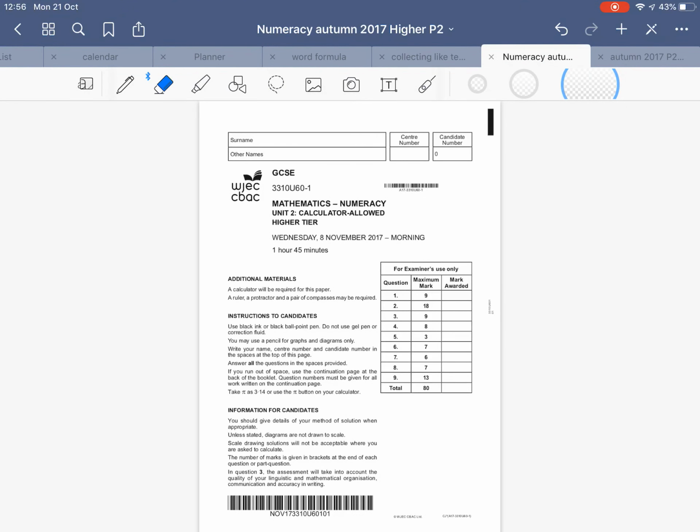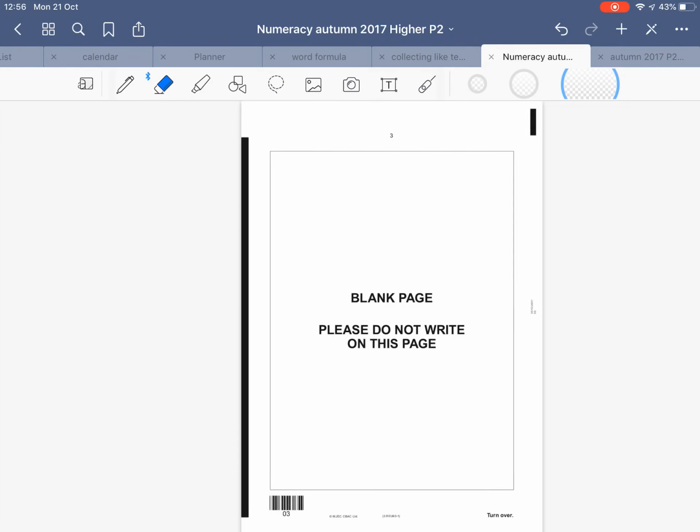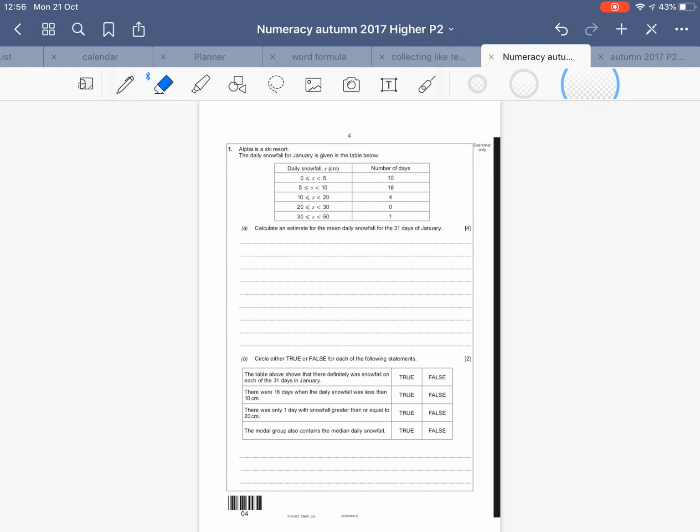Okay, so this is the Maths Numeracy Unit 2, Calculator Aloud, higher tier, November 17. So don't forget this is a calculator paper, so grab your calculators. Question 1, if I get to it.